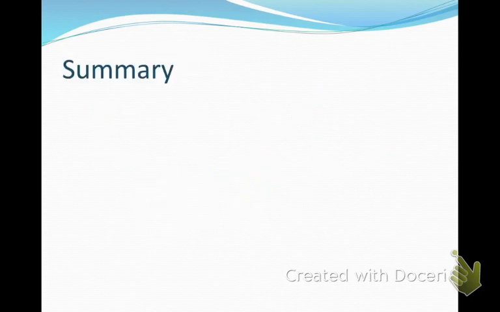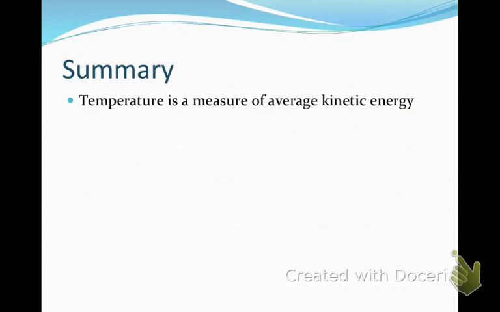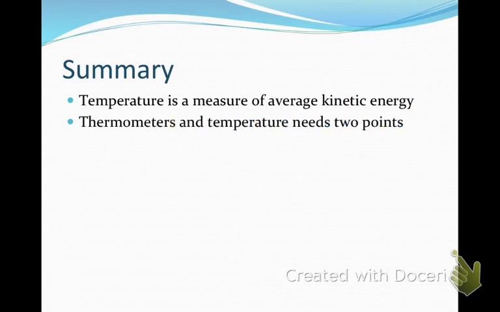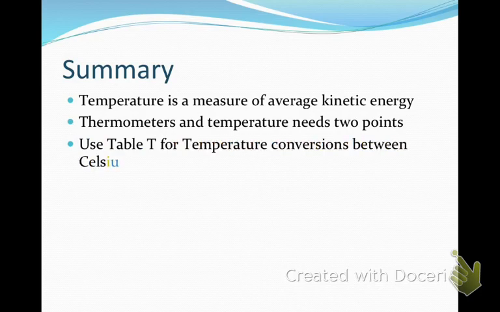Alright. So, to quickly summarize, temperature is a measure of average kinetic energy. Thermometers and temperature need 2 points, 2 fixed points. And you'll use table T for temperature conversions between Celsius and Kelvin. If you need something for Fahrenheit and Celsius, I will give you that formula. You just need to be able to rearrange the equations.